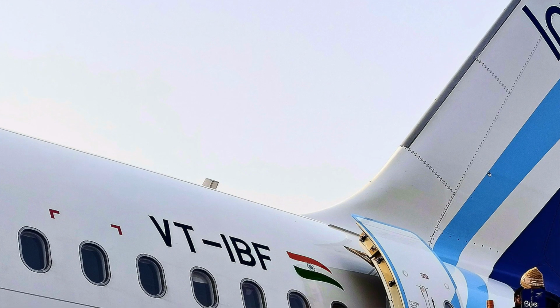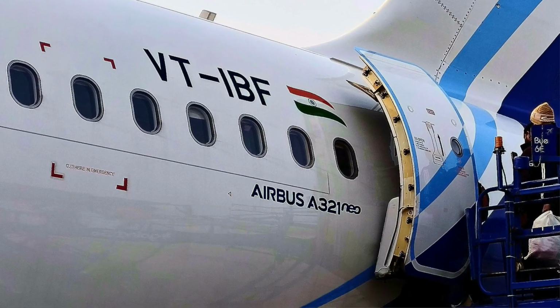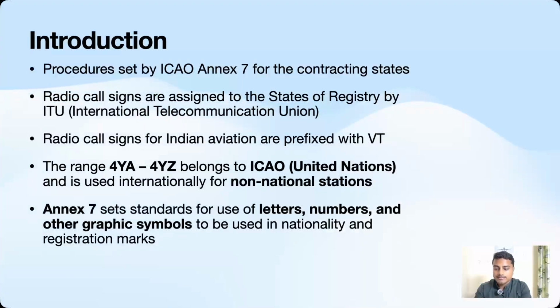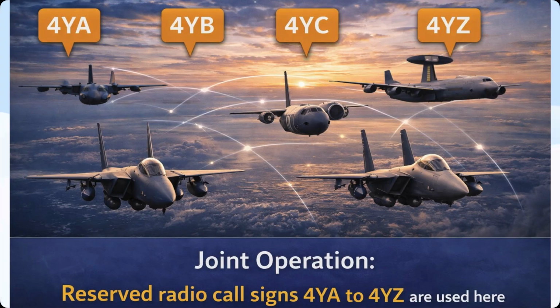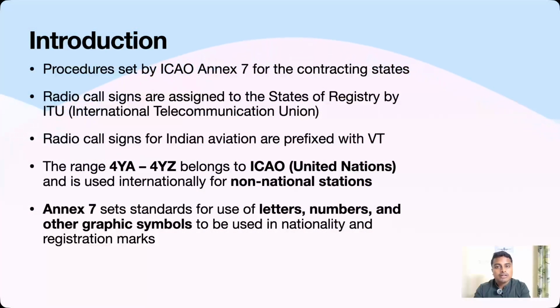For Indian aviation, the radio call signs are prefixed with Victor Tango, as we saw in the previous slide. And the range 4YA to 4YZ belongs to ICAO and is used internationally for non-national stations. So this range of call signs is reserved by ICAO for different purposes. These radio call signs do not belong to a particular country. During situations where two or more countries are performing joint operations, that is when reserved radio call signs are used.